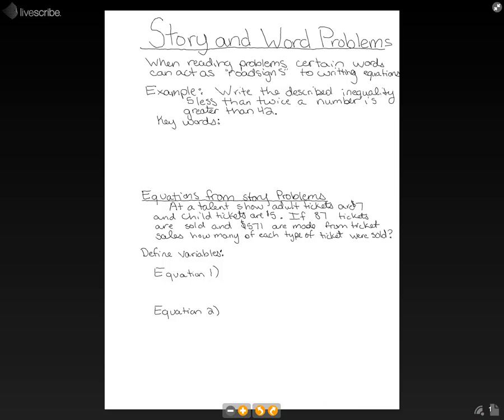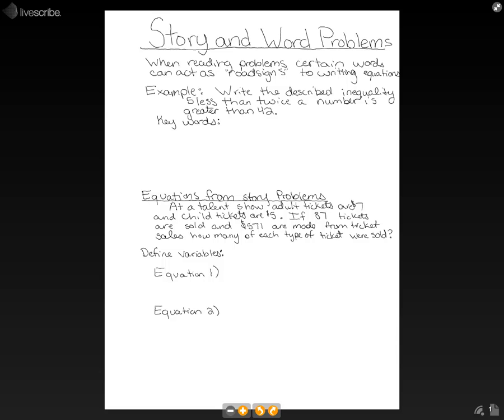Story and word problems. When you're reading problems, certain words can act as kind of road signs to writing equations. So let's look at an example here and see how we can pick out those road signs to help us write the equation. So we're going to write the described inequality, and that is 5 less than twice the number is greater than 42. So just looking through our example, we want to kind of pick out our math keywords.